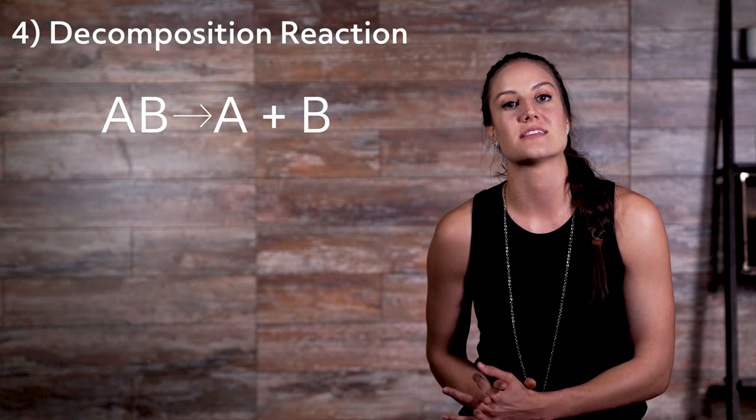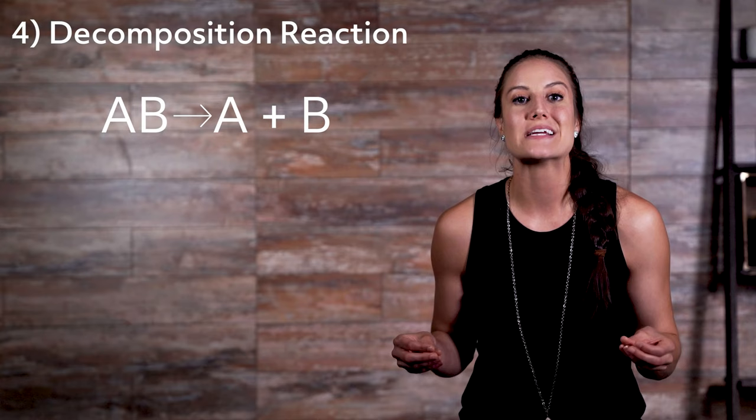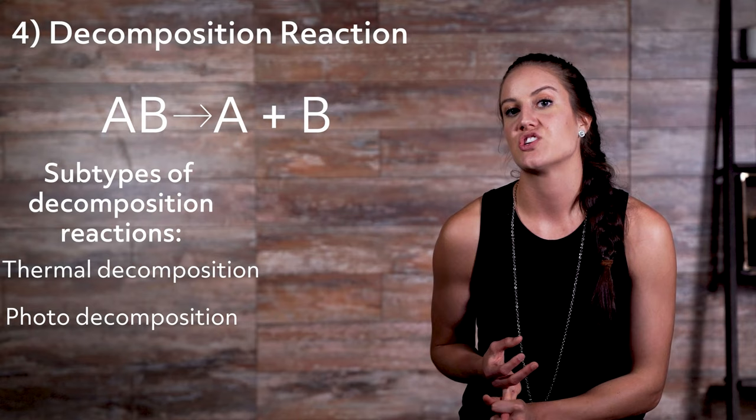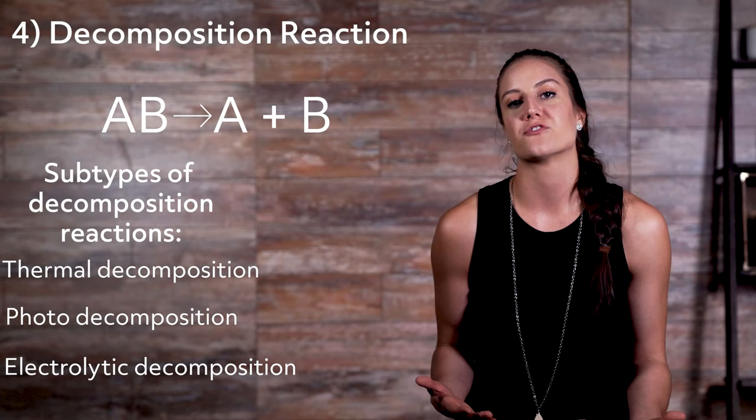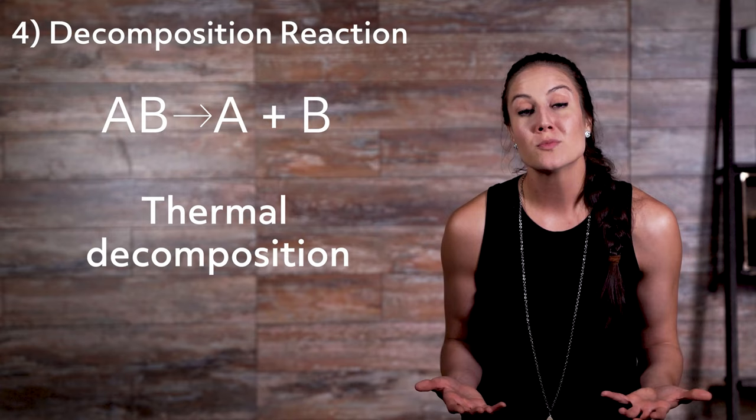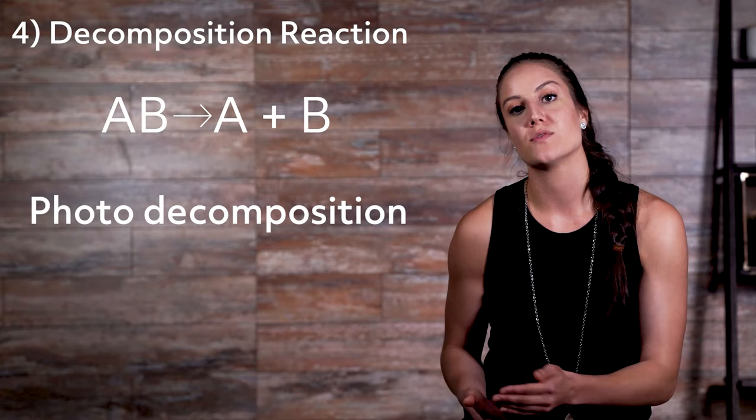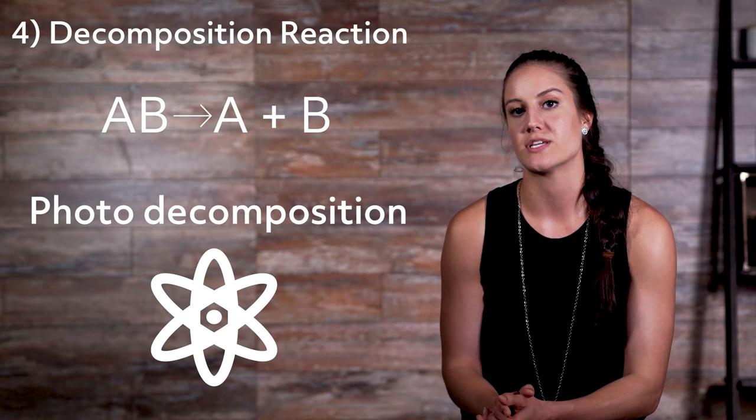Now, there are actually three different subtypes of decomposition reactions. Thermal decomposition, photodecomposition, and electrolytic decomposition. The term that precedes the word decomposition refers to the type of energy used to make the decomposition possible. So, in thermal decomposition, heat is added to the complex compound to decompose it. In photodecomposition, photons, or light, is added to the complex compound to decompose it. And in electrolytic decomposition, electric current passes through a liquid solution to decompose it.